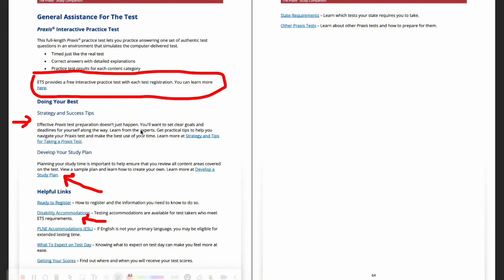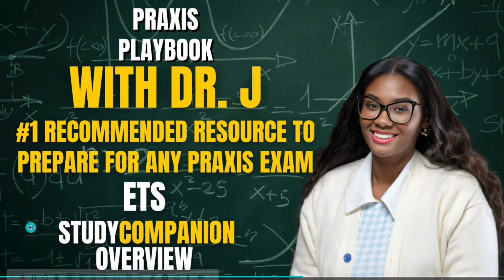All of these resources and links are very helpful, but I wanted to introduce you all to the study companion if you weren't familiar with it. And if you were already familiar with it, just kind of help you familiarize yourself with it a little bit more so you can understand why I recommend the study companion as the number one resource to help you prepare for any Praxis exam. And that's all, folks.